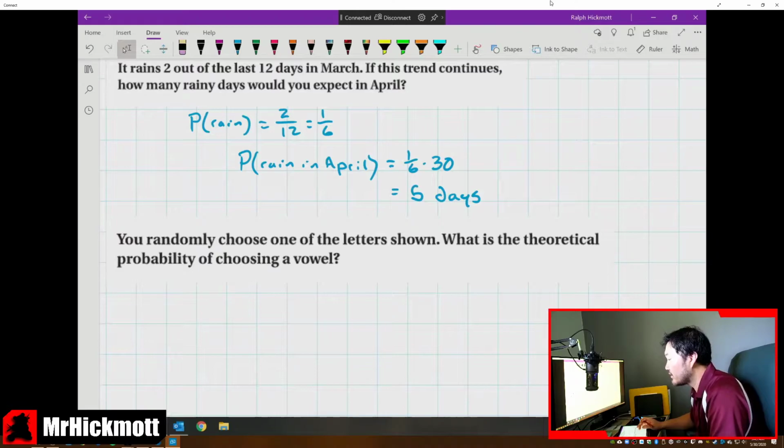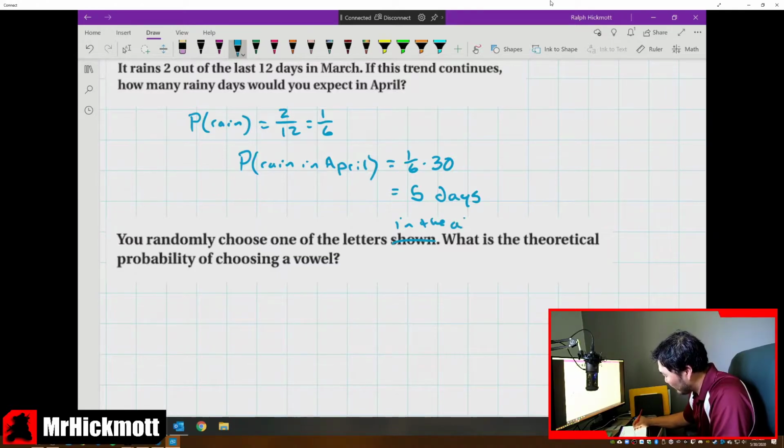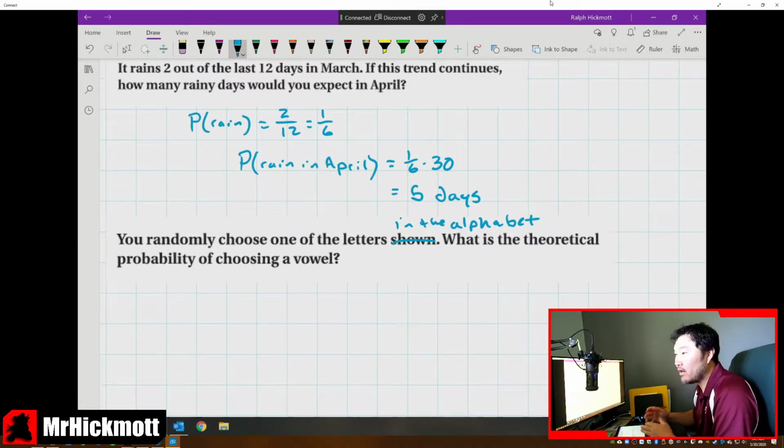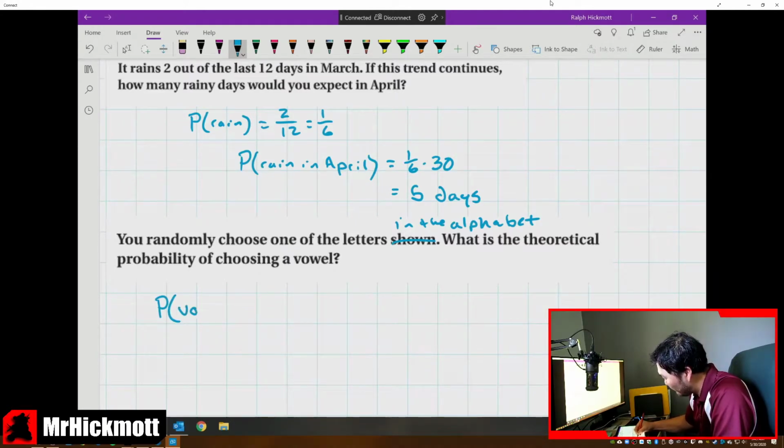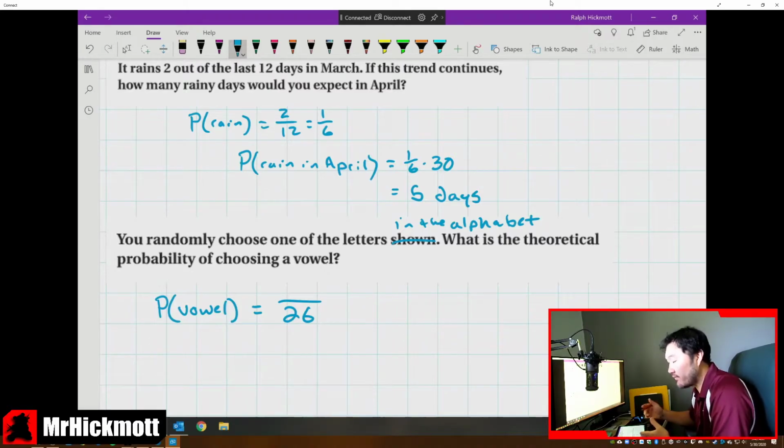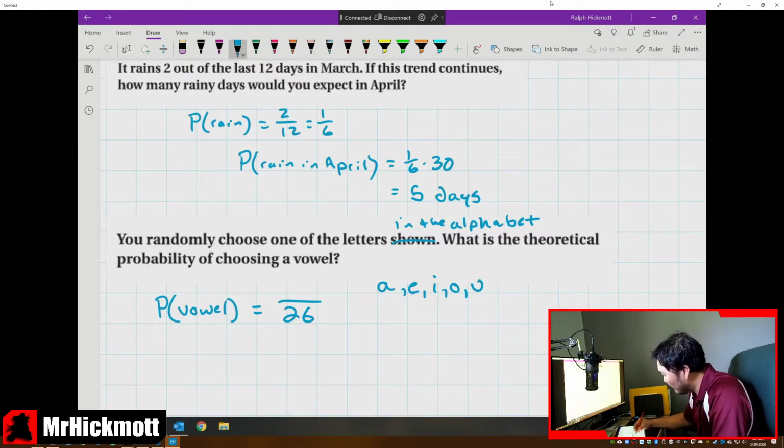So theoretical, okay, it says you randomly choose one of the letters shown. What is theoretical probability of choosing a vowel? So let me change this. You randomly choose one of the letters in the alphabet. Okay, I should make that a little clearer. So what is the theoretical probability of choosing a vowel? All letters from A to Z are equally likely to be chosen. So if I'm going P of vowel, there are 26 total possibilities. And for favorable, we would use the list A, E, I, O, and U. I'm not going to include Y, contrary to what you guys often hear in language arts. So this would be 5. So what is the theoretical probability of choosing a vowel? It'd be 5 out of 26.